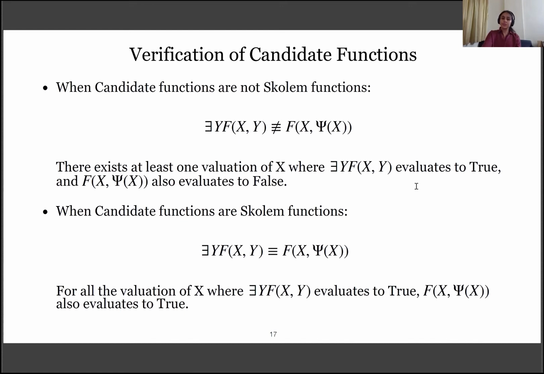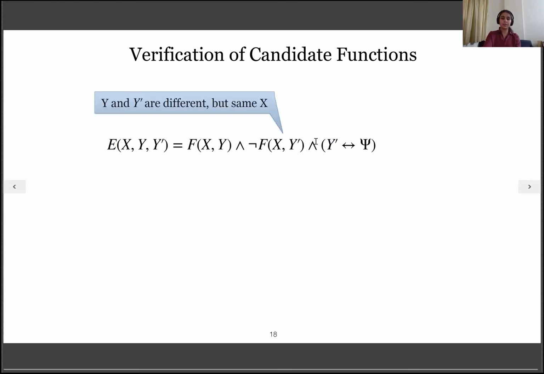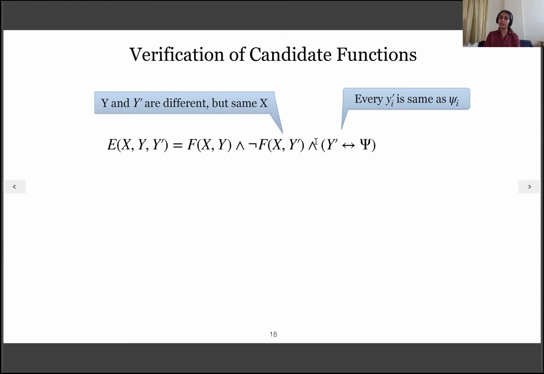So to check whether the candidates are Skolem functions or not, Manthan constructs a formula E over x, y, and y prime variables. We call this E formula an error formula. Let us try to understand this error formula. So let us look into the second clause of this error formula. So here we have the input variable x same as the specification, but the output is different. So here we have y prime, and every y prime is fixed to its candidate function.